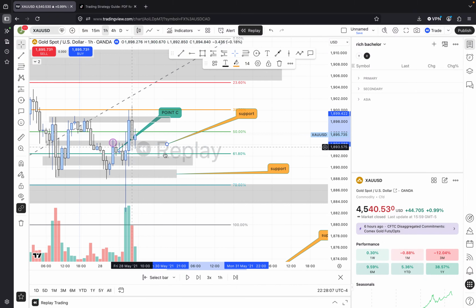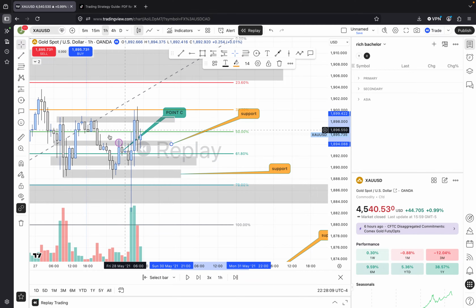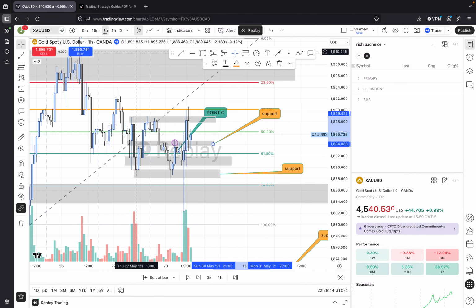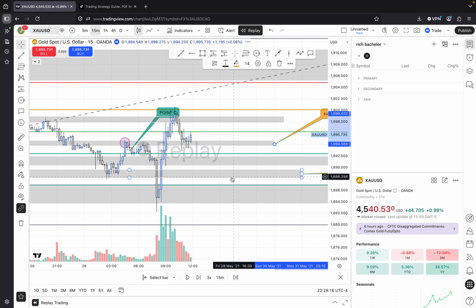On the 1 hour time frame, we just have a break in structure. So this is not strong enough, right? This is not strong enough. So we're going to wait until we get strong enough evidence that this is actually moving in our favor. All right.